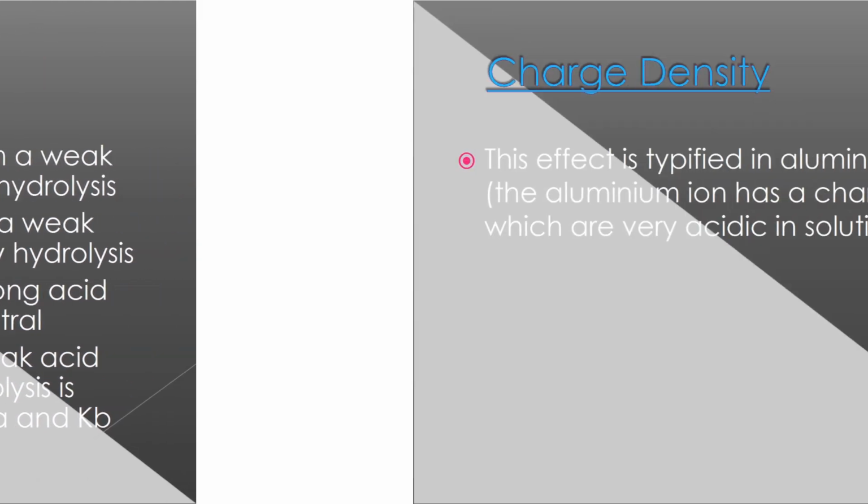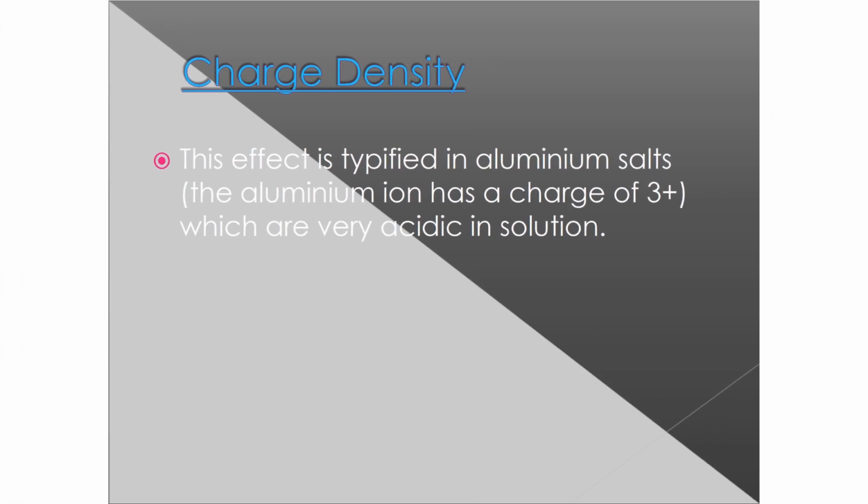Finally, let's touch on the concept of charge density. This effect is typified in aluminum salts. The aluminum ion has a charge of 3+, which is very high. This high charge density is why aluminum salts are so acidic in solution.